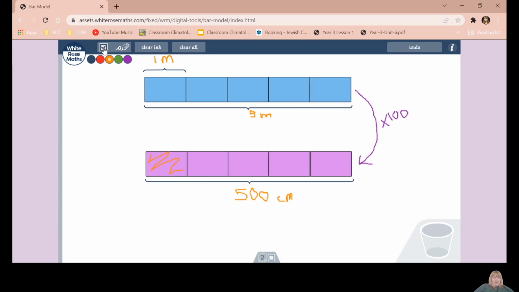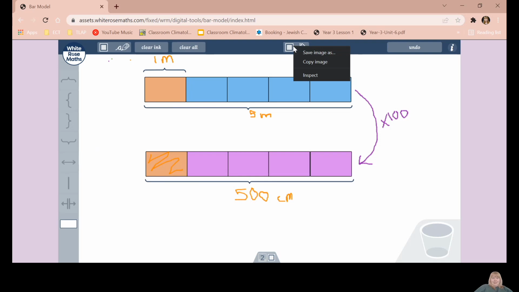But what if I wanted to know just what one section of my bar is? So I want to look at this bar. So I'm going to highlight this orange because that's the one we're going to be looking at. So I know my overall bar is 500 centimetres and my bar is split into 5 sections. So I've got to divide my 500 by 5. Now that sounds like a lot, but we've already worked out what one section of our large bar equals.